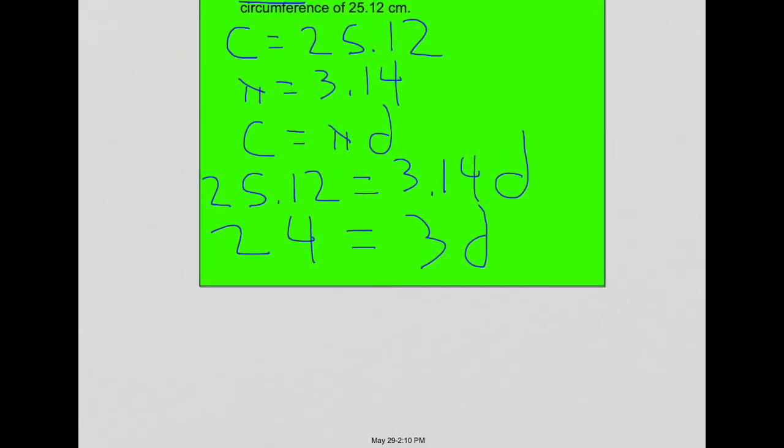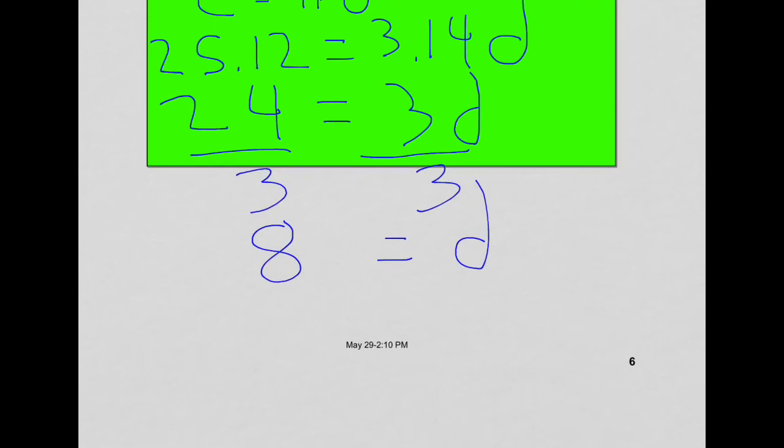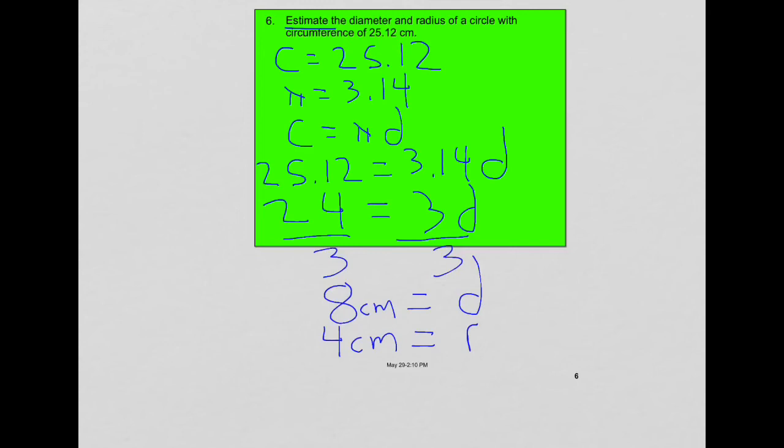And then I could solve this by dividing. Divide this side by 3, this side by 3, and I would get 8 is equal to d, or more likely 8 centimeters. And remember, the diameter goes all the way through the center of the circle. So if the diameter is 8 centimeters, the radius is always half that. That means the radius would have to be half of the diameter, which is 4 centimeters. So in this one, we had to do a little bit of estimating and a little bit of using the math equation to solve a different problem.